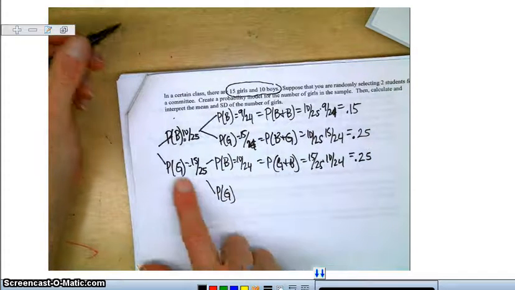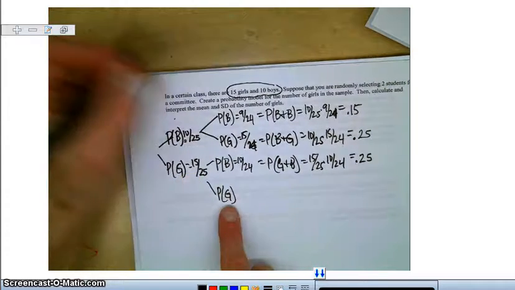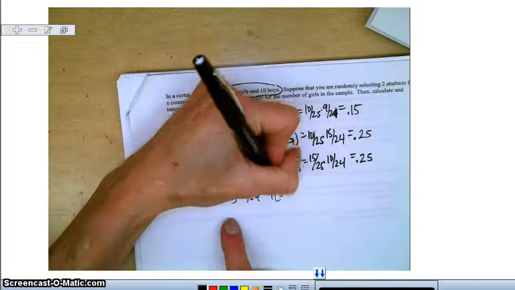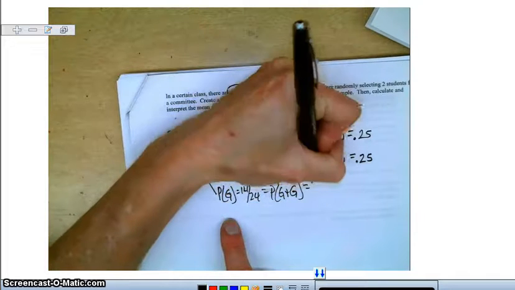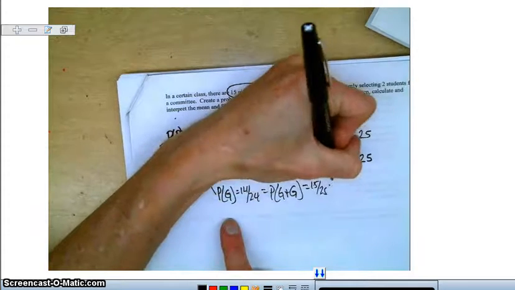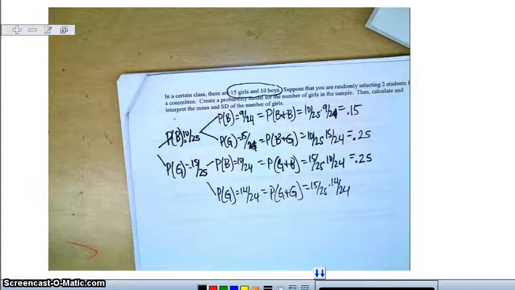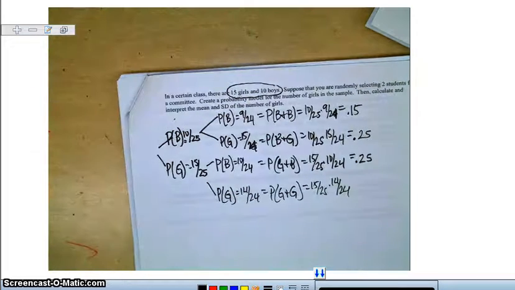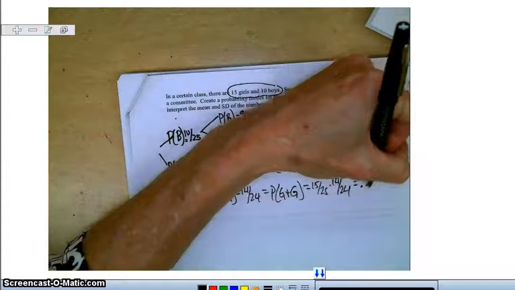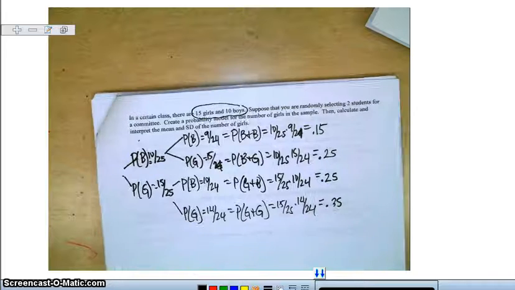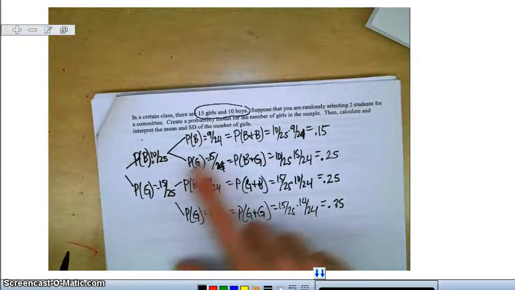And then finally, picking a girl first is 15 out of 25 and a girl second is 14 out of 24. So the probability of getting a girl and a girl is 15 out of 25 times 14 out of 24. And that is 0.35. So let's make sure these add up to 1. Yes, they do.